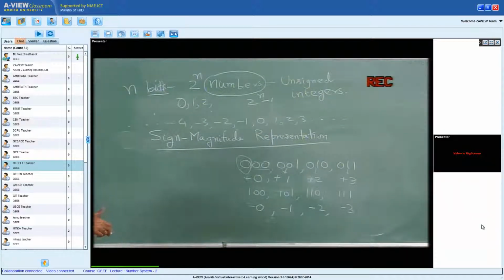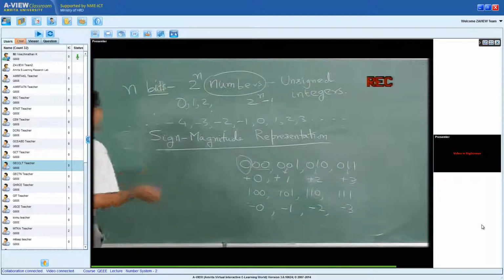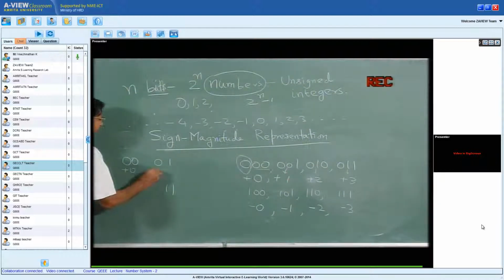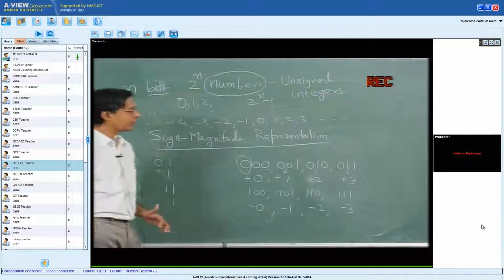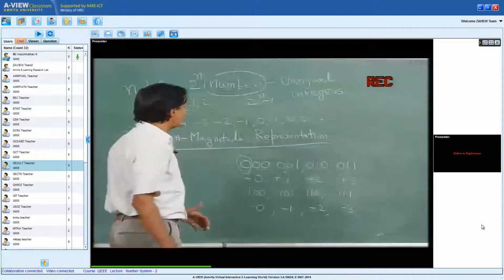Let us just do it for 2 bits: 0 0, 0 1, 1 0, 1 1. This will stand for plus 0, this will stand for plus 1, this will stand for minus 0, and this will stand for minus 1.